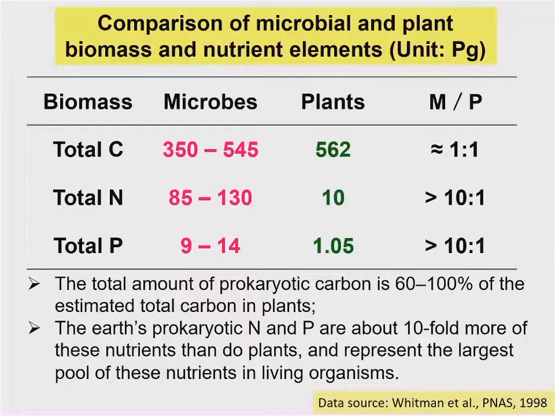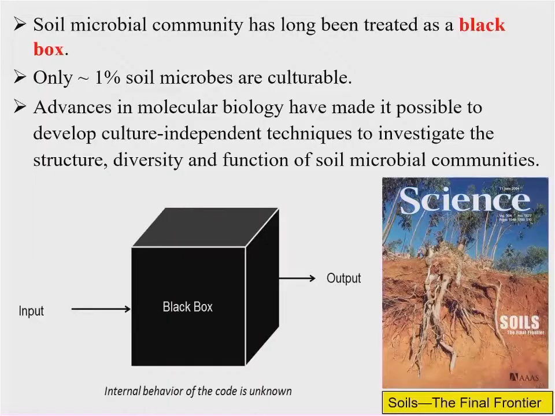You can see so many green plants on Earth, so many big trees, but in terms of carbon, they are similar in mass. In terms of nitrogen and potash, microbial nitrogen and phosphorus is even 10 times more than the nitrogen and potash, phosphorus in the plants. So you can imagine how big a mass, how big a diversity of organisms, particularly microorganisms in the soil.